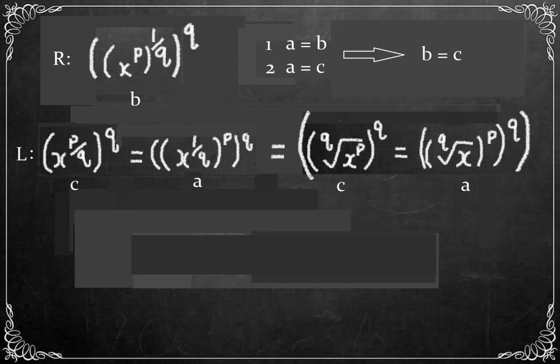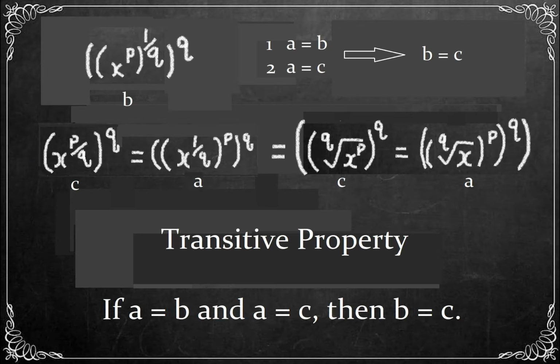So here's the scratch work of the logic. We have the right and left-hand side terms in the radical form. We have, if a equals b and a equals c, then b must equal c. We're using the transitive property, so it shows a and c are both equal to b, which means both are equal to x to the p.